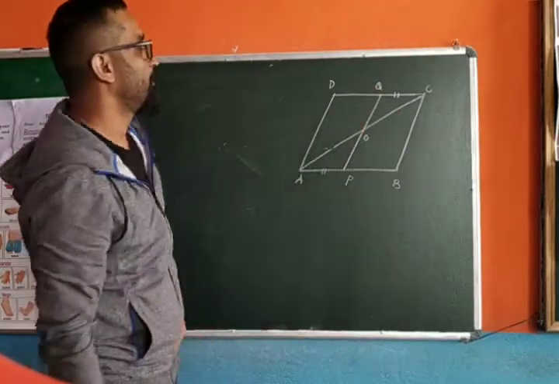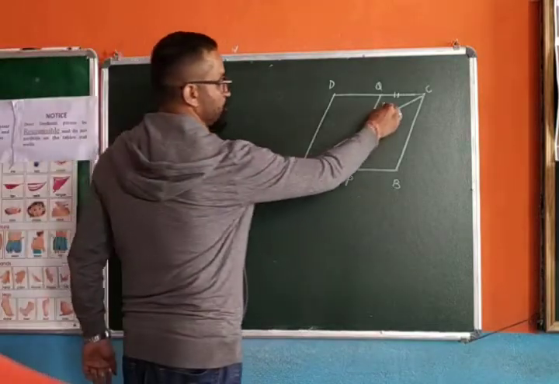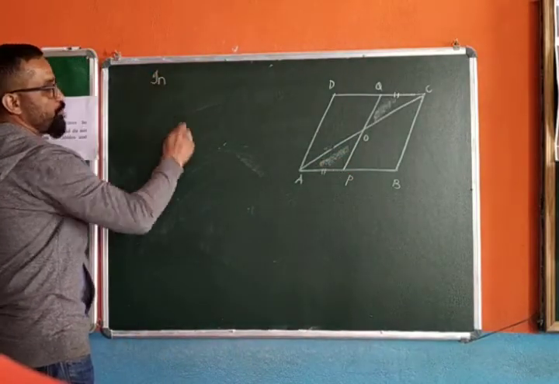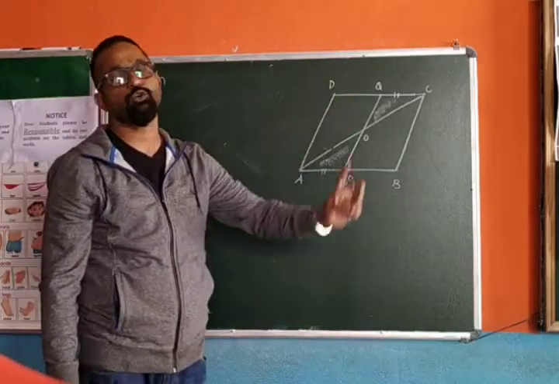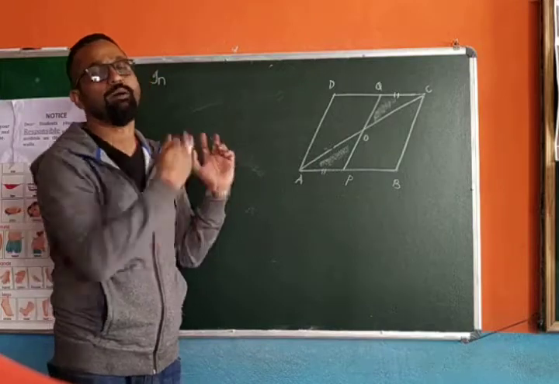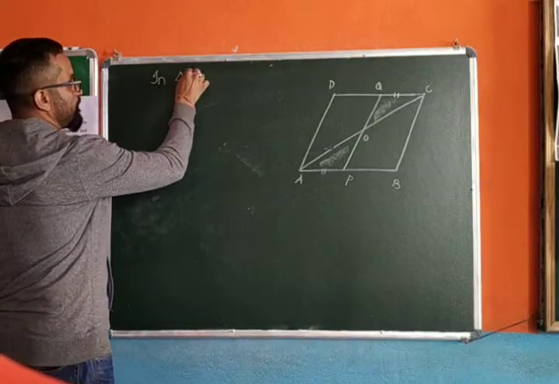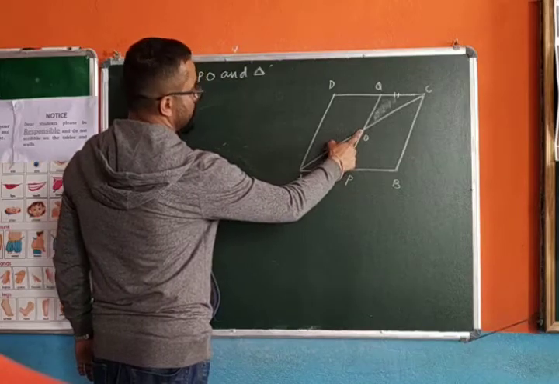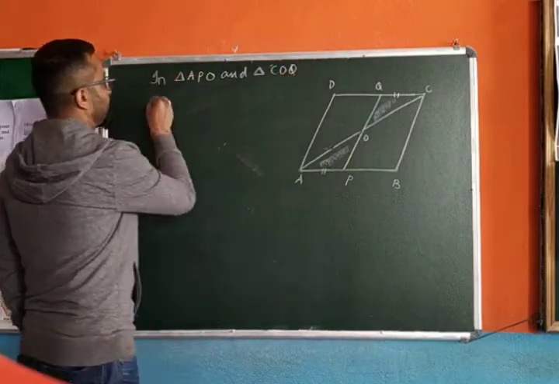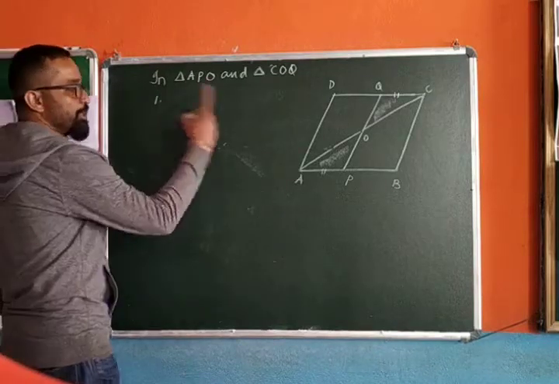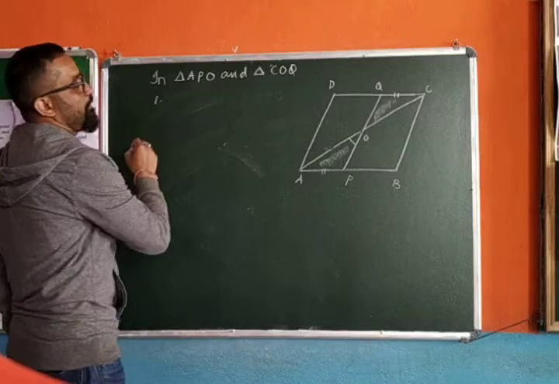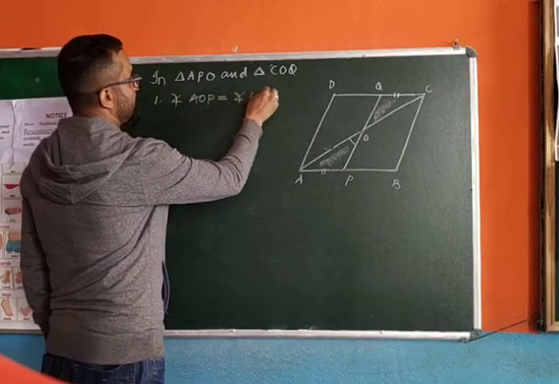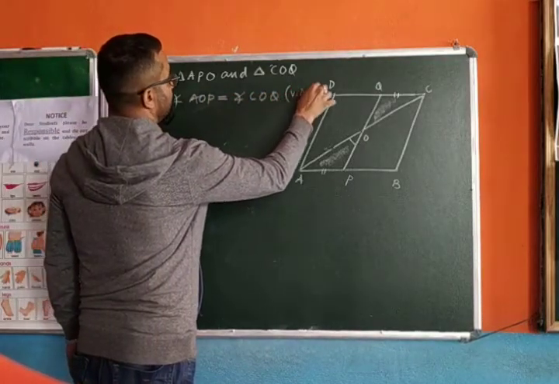bisect each other. So in order to prove this, what do we do? We use these two triangles and prove they are congruent. When you can prove these two triangles are congruent, you can easily write corresponding sides equal and then bisector. In triangle APO and triangle COQ, first one, vertically opposite angles are equal. So you write angle AOP is equal to angle COQ, vertically opposite angles equal.